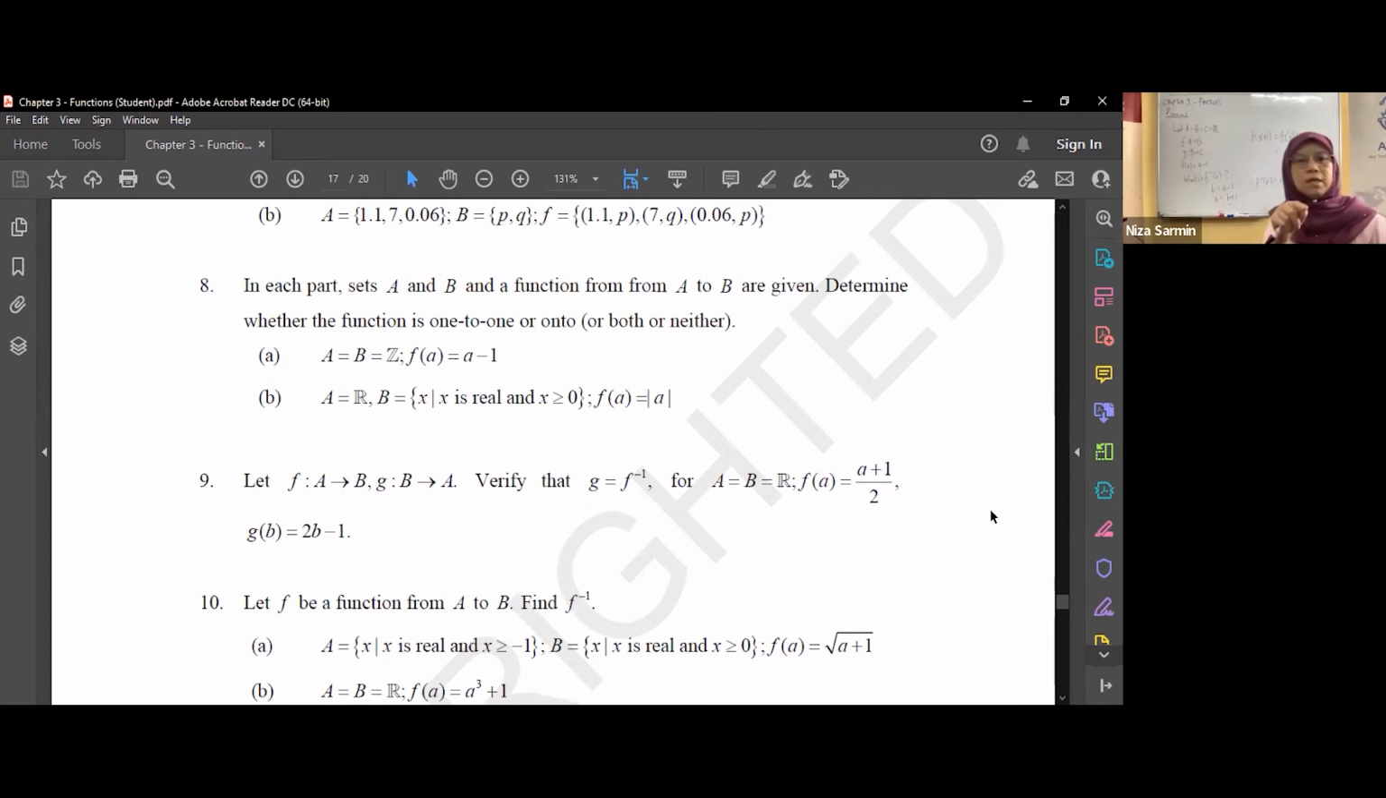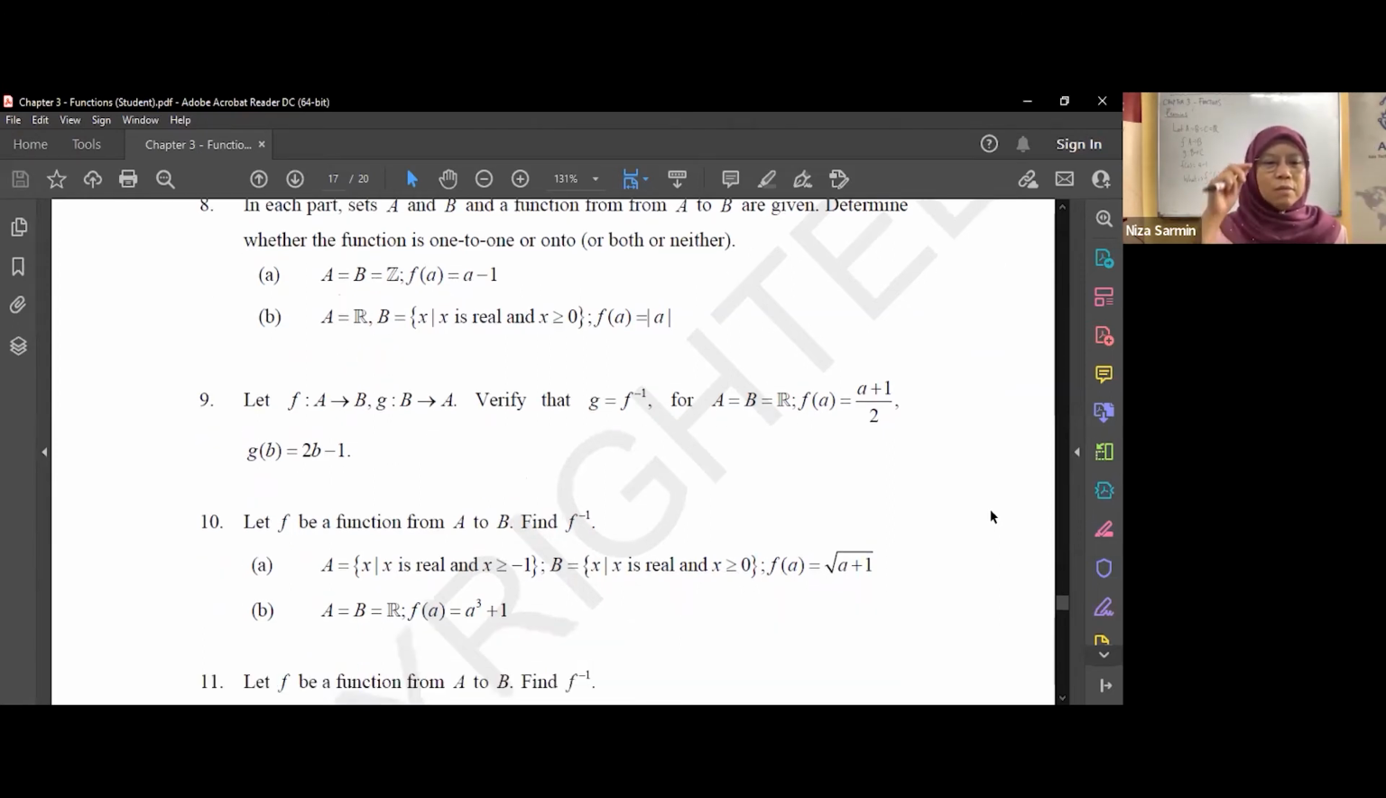So for that particular question, you have to verify that the g which is given is actually f inverse. So you will write a plus 1 over 2 is equal to b, and then you solve for a. So a plus 1 is 2b, so a is 2b minus 1, which is exactly that. So that is the inverse. Then you can find the inverse for number 10.